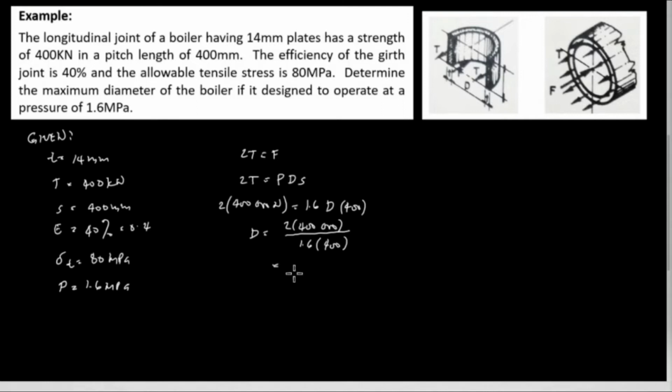So let's check based on the given. So 2 times 400,000 divided by 1.6 and 400? The answer is 1250, and it is in millimeter, or in terms of meter it is 1.25 meter.